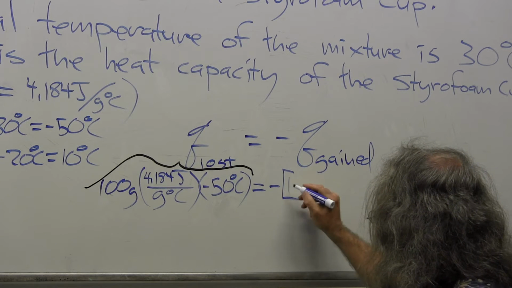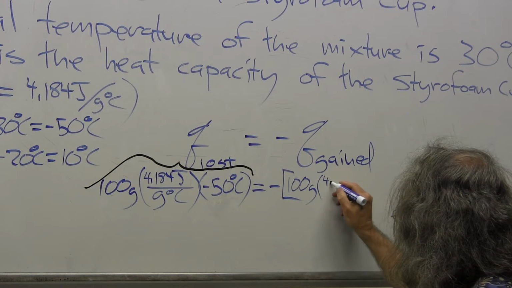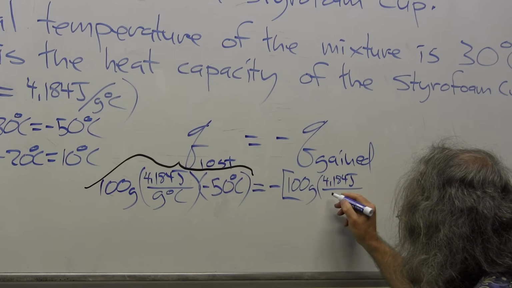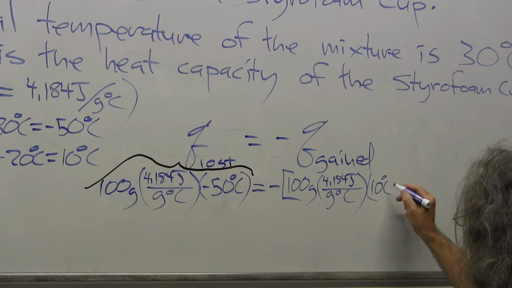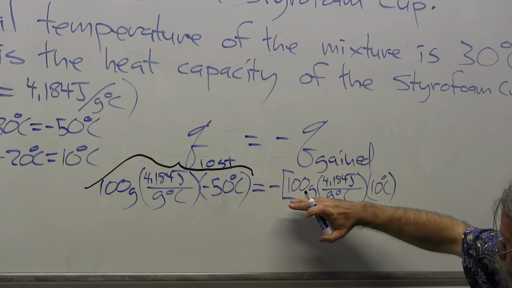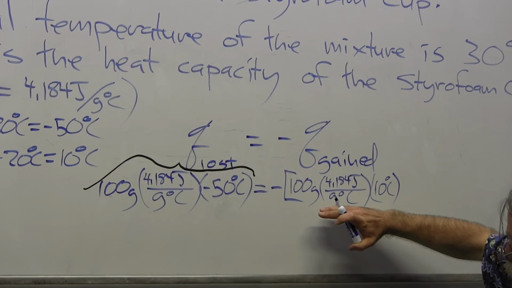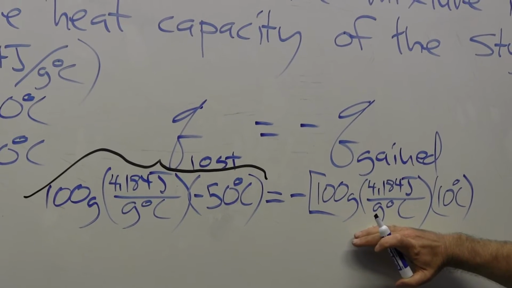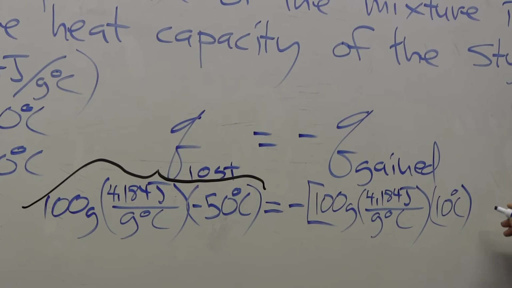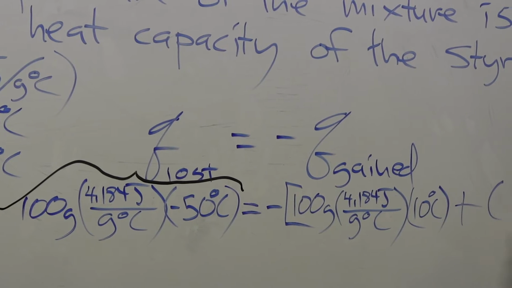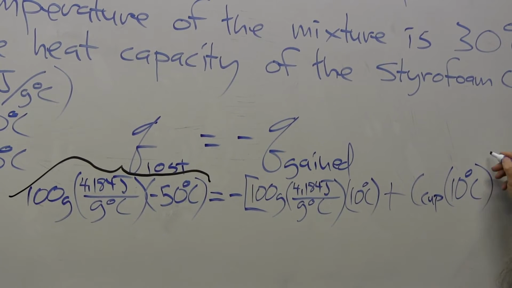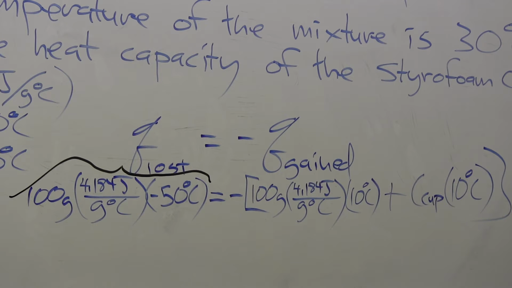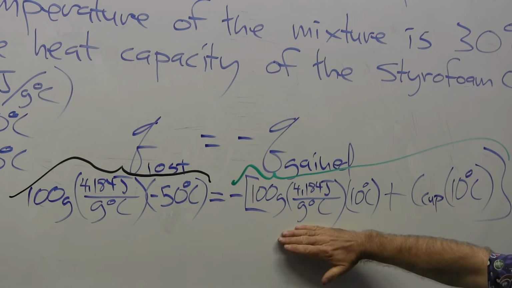And now the cold body consists of 100 grams of water, 4.184 joules for every gram degree Celsius, and the change in temperature is 10 degrees Celsius. So that is the mass of the cold water times the specific heat of the cold water, 4.184 joules per gram degree Celsius, times the temperature change of the cold water, which is 10 degrees. And the other cold body is the cup. I'll write that as C cup times 10 degrees Celsius and close the brackets. Now that is the heat gained by the cold body, cold water and the cup.